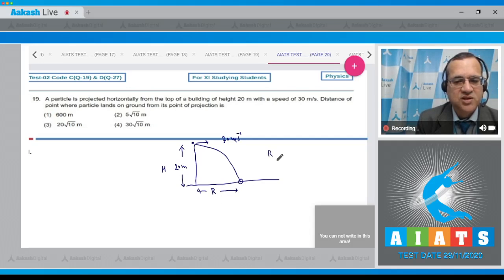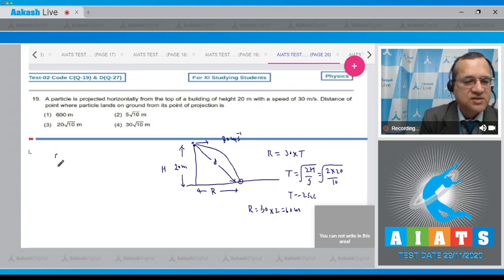And you know, the range of the projectile is the initial horizontal speed multiplied by the time of flight. Now, how much time will it take under gravity? t is equal to root of 2h by g, from the relation h is half g t square. So root of 2 into 20 divided by 10. So this becomes 2 seconds. So range becomes 30 into 2, 60 meters. But what is required is the shortest distance from here to this point.